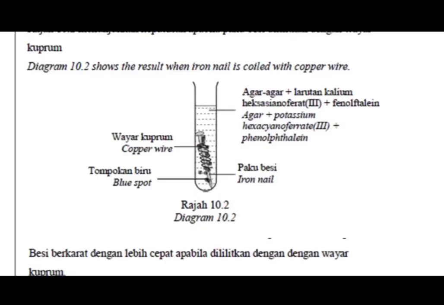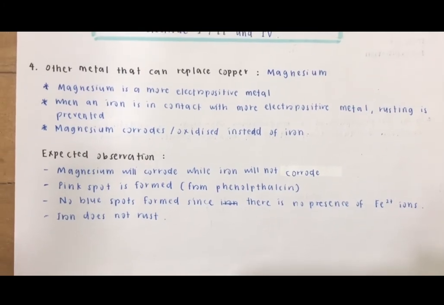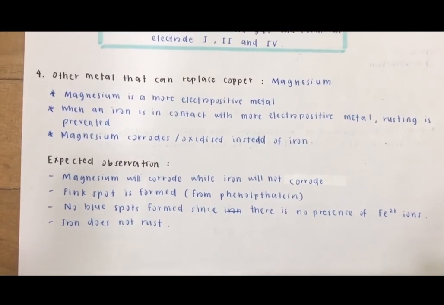For question number 4, I would like to first explain the situation that is shown in the question. As we can see, the iron nail is coiled with copper wire, and even so, the iron nail still rusts. This is because copper is less reactive than iron. So to prevent rusting from occurring, we need to replace copper with a metal that is more reactive than iron. The metal that I choose is magnesium.